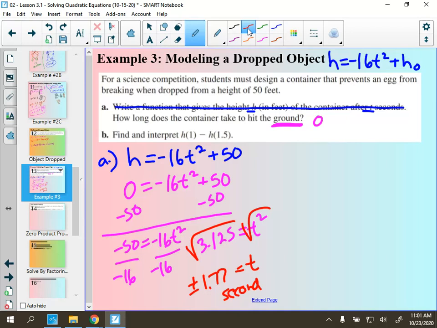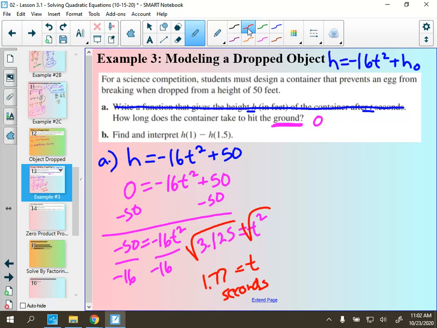So a couple different things going on here with a word problem. We want to make sure our answer makes sense, that we're talking positive seconds, and it's okay to have a rounded answer here. So it takes this object a little under 2 seconds to hit the ground.